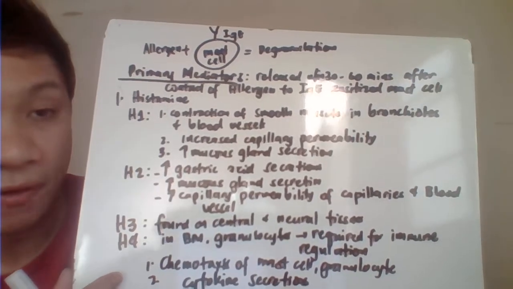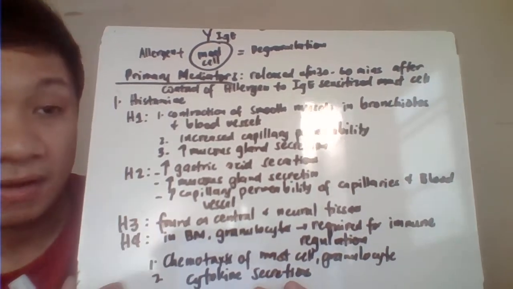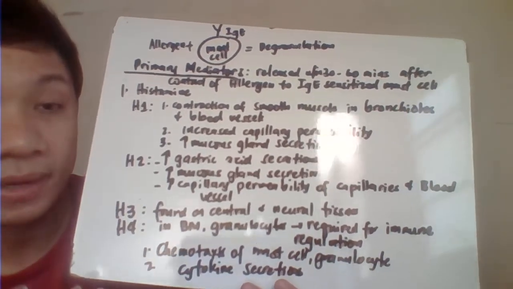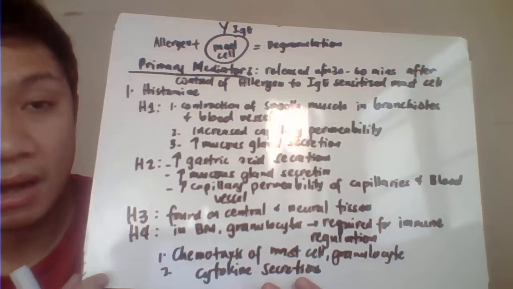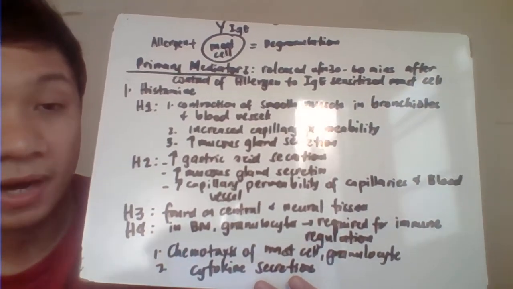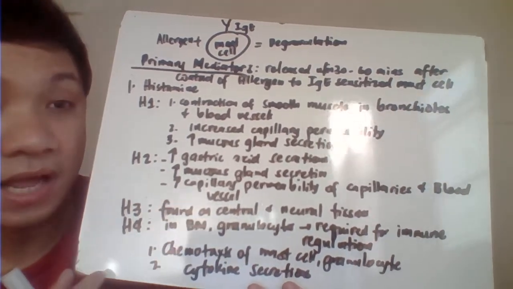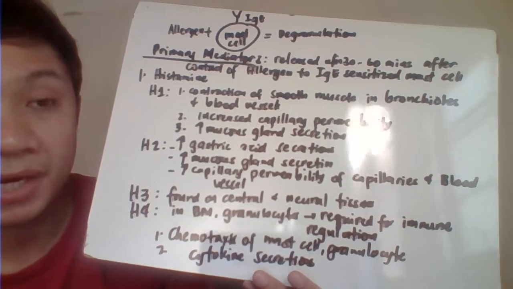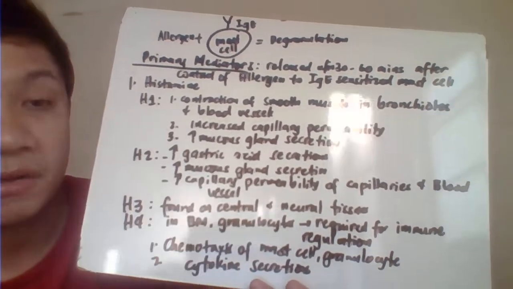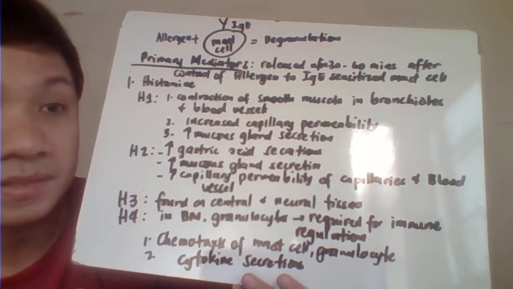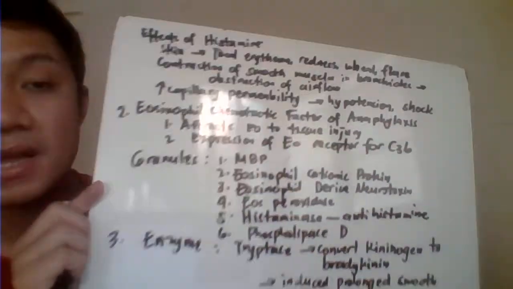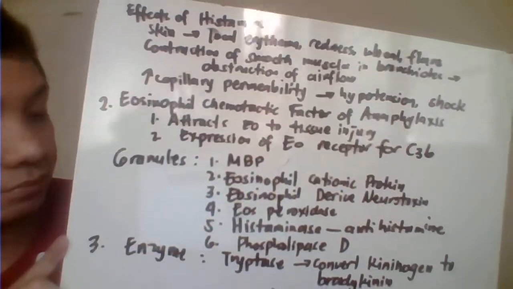For the H4 receptor, on the other hand, that one is found in your bone marrow and our granulocytes, including our neutrophil, basophil, and eosinophil. This one triggers the chemotaxis of your mast cells and granulocytes, and also the secretion of your cytokines. Overall, we have the effects of your histamine.